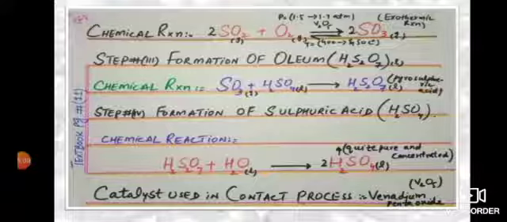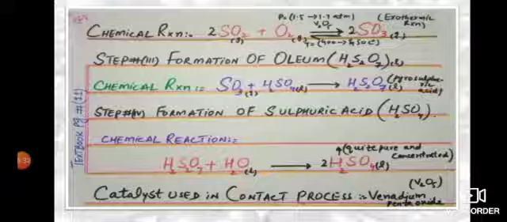The next is the formation of oleum. H2S2O7 is the formula of oleum. The name oleum is given because it is a thick viscous liquid which is also formed during the formation of sulfuric acid. So in step number 3, the chemical reaction given, the sulfur trioxide will react with the sulfuric acid present in the reaction mixture, and it results in the formation of oleum. Oleum is also called pyrosulfuric acid.